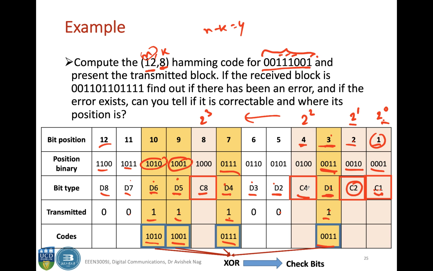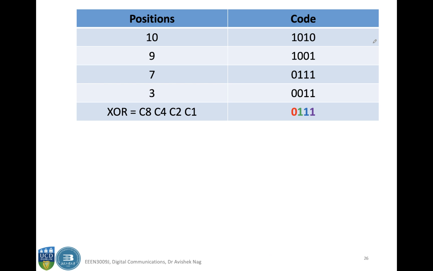So the check bits are basically C1, C2, C4 and C8, right? If you do an exclusive OR of all these numbers, which are the placeholder values where the data is 1, you will get 4 bits which are the check bits. So this is how it works. The 10th position in the data is 1, the 9th position is 1, the 7th is 1 and the 3rd is 1. If you do an exclusive OR of all these, you will get 0 1 1 1, and these are your check bits.